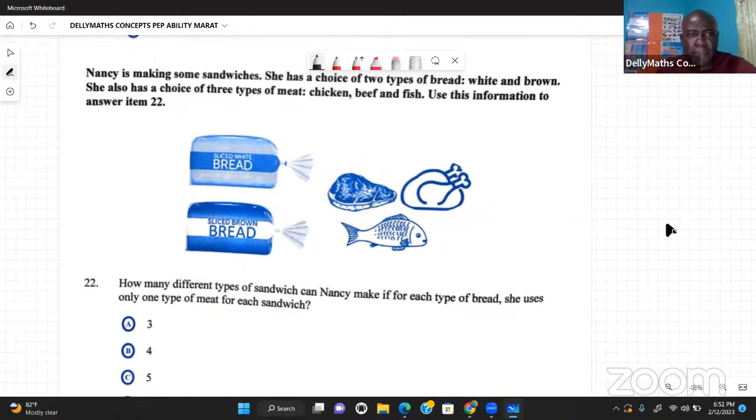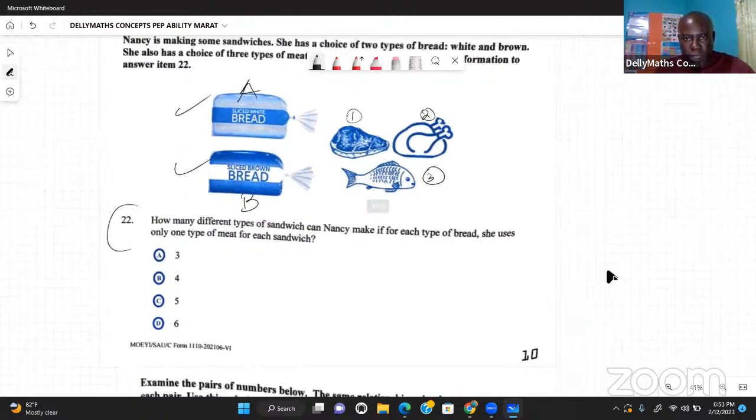All right, let us check this one. This one says Nancy is making some sandwich. She has a choice of 2 types of bread. You're seeing bread 1, bread 2 over there. We could call this bread A, we could call that bread B. Types of bread, white and brown. She also has a choice of 3 types of meat, meat 1, meat 2, meat 3. So you have chicken, you have beef, and you have fish. Use the information to answer question 22. So let us now zoom in a little bit, question 22.